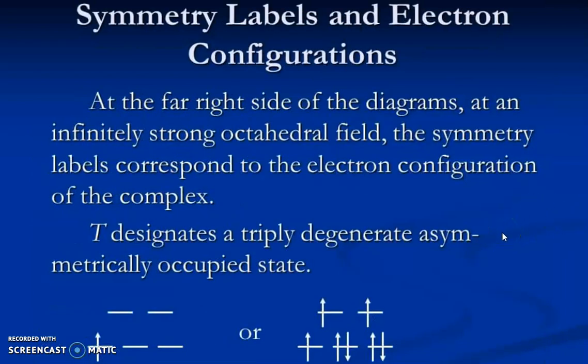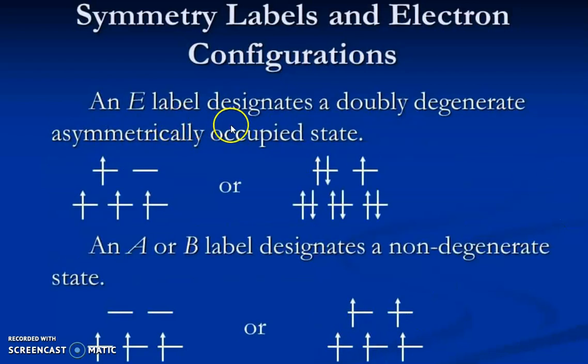Now, symmetry levels and electronic configuration. As far as the right side of the diagram, at an infinitely strong octahedral field, the symmetry levels correspond to the electron configurations of the complex. T designates a triplet, a triply degenerate state. So electrons here, 1, 2, 3, 4, 5, 6, 7 electrons. Now, an E level designates a doublet, a doubly degenerate state. You can see this. And A and B levels designate a non-degenerate state like this.